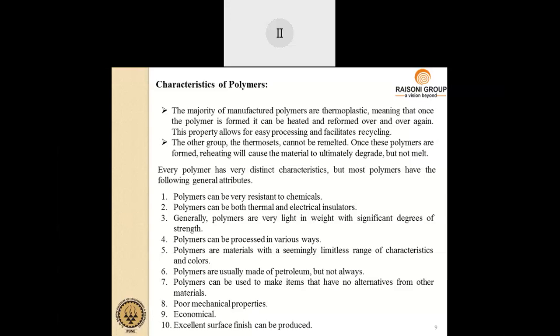This is one disadvantage. But there are many other advantages also, like they are very much economical. You can get excellent surface finish. So in some cases where surface finish is a very important factor, in those cases we can use polymers, which can produce a very high degree of surface finish.